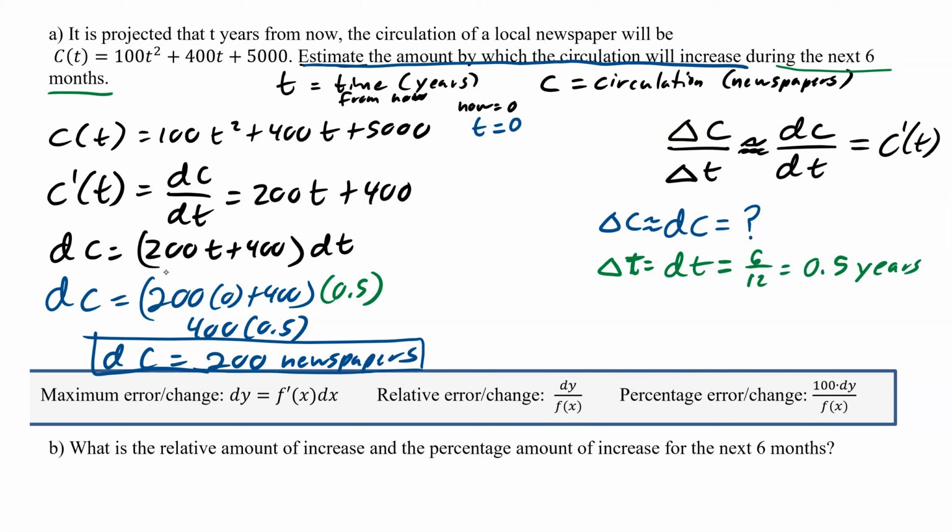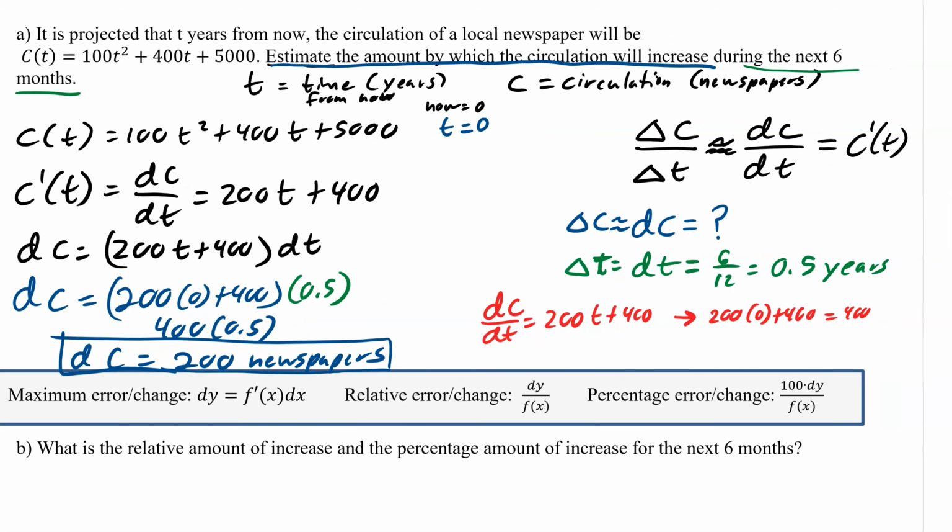Now I can't just leave it that way. I have to go through the problem and make sure everything makes sense on why this is. So we took the derivative and we got dc dt is equal to 200 t plus 400. So now if we plug in 0, we get 200 times 0 plus 400 equals 400. And if we put the units on there, which is DC over DT, that's newspapers per year, right? Okay, so they're expecting 400 newspapers per year.